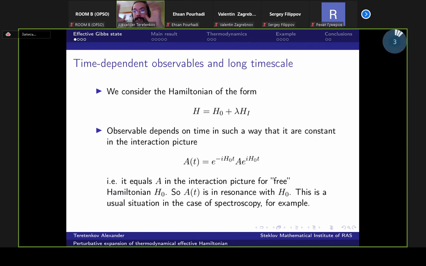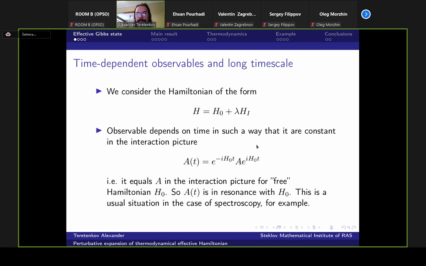What is the setup of the problem which I consider? I consider very specific observables, namely time-dependent observables, and long time scale. Namely, I consider a Hamiltonian of the very usual form: some free part H0 and some small coupling lambda times interaction Hamiltonian. And I consider very specific observables which are time dependent in the following way.